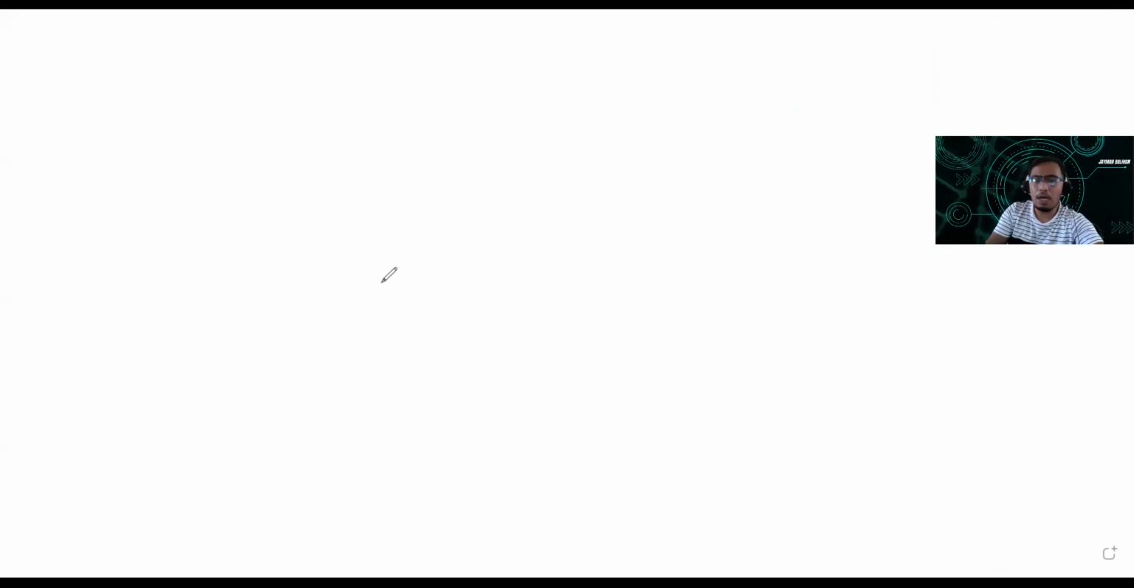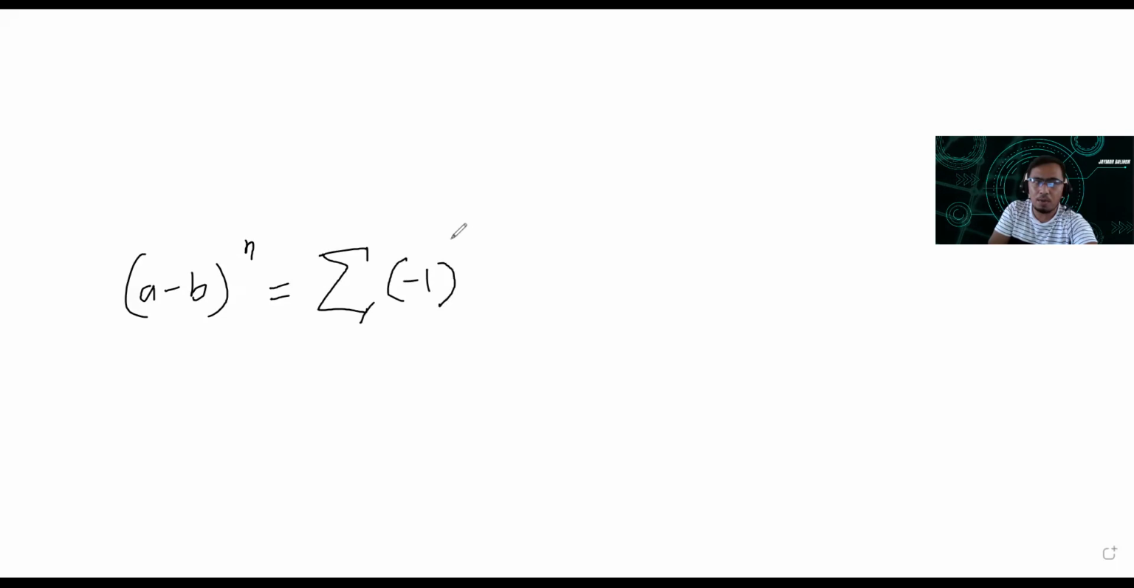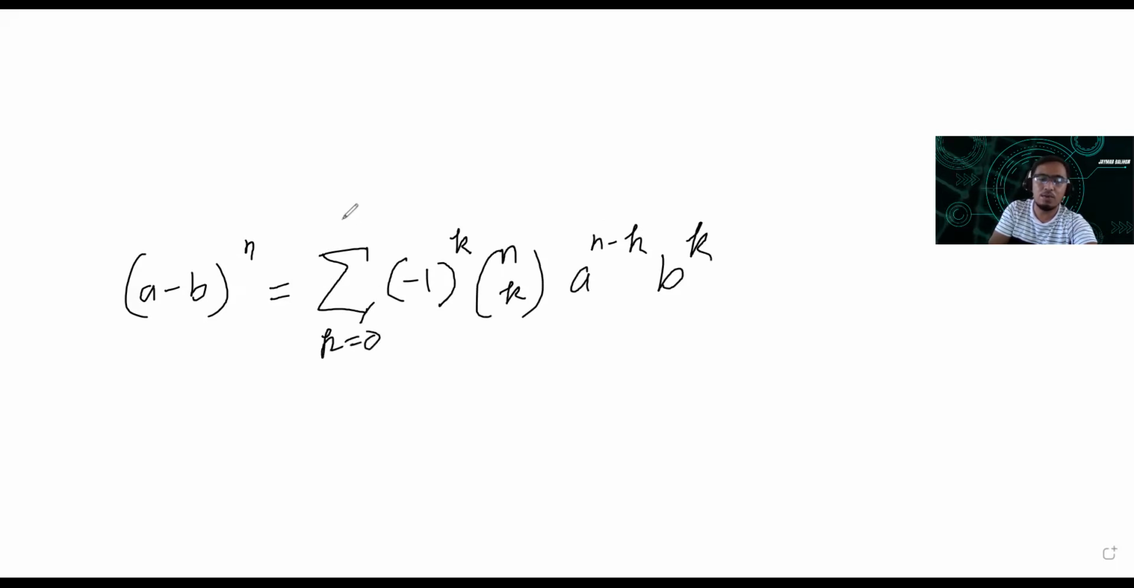Okay. So what will happen when you have a minus b raised to the power of n? As you remember in Pascal's triangle, the signs will be alternating. For the binomial theorem, it can be solved using the summation, this formula. It is the same as the sum, but with negative 1 raised to the power of k added. And the same thing: n taken k, a raised to the power of n minus k, b raised to the power of k, where k ranges from 0 until n.